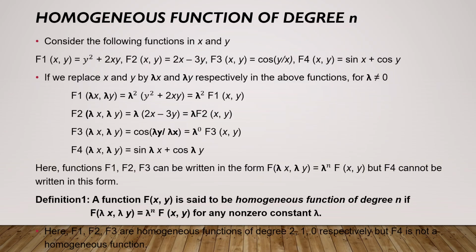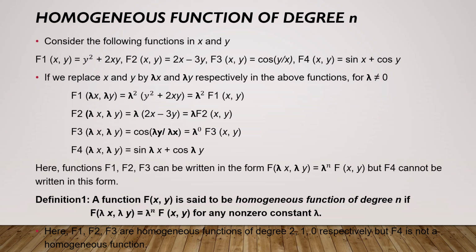First, let us understand what a homogeneous function of degree n is. Just consider the following functions. The first function is y square plus 2xy. The second function is 2x minus 3y. The third function in x and y is cos of y by x. And the fourth function is sin x plus cos y. Now just replace x by lambda x and y by lambda y. Then let us see what we get.